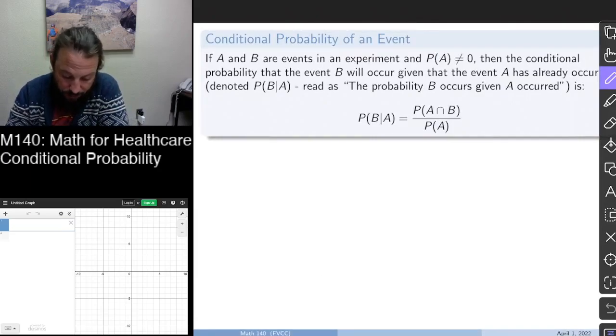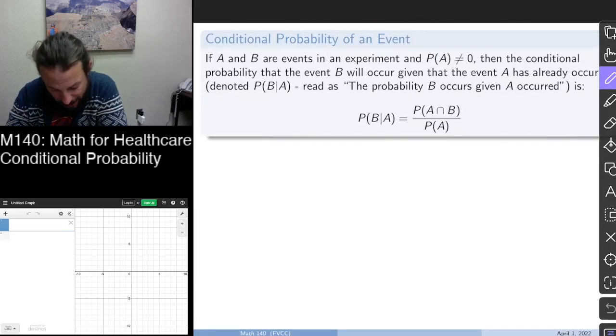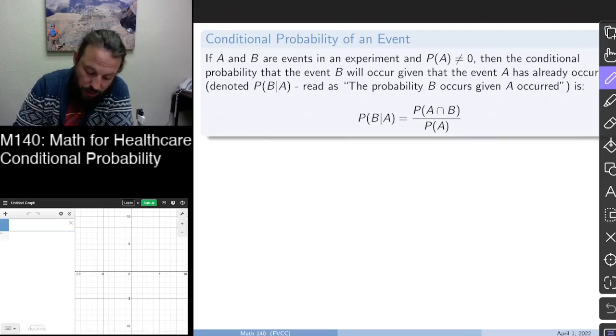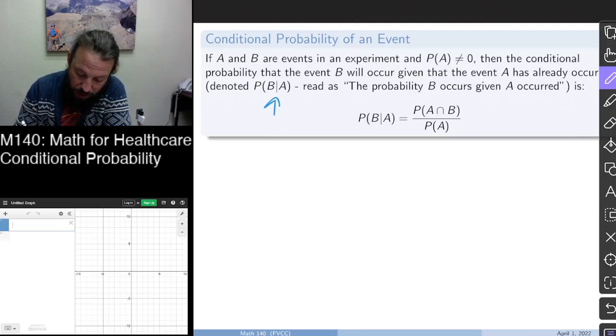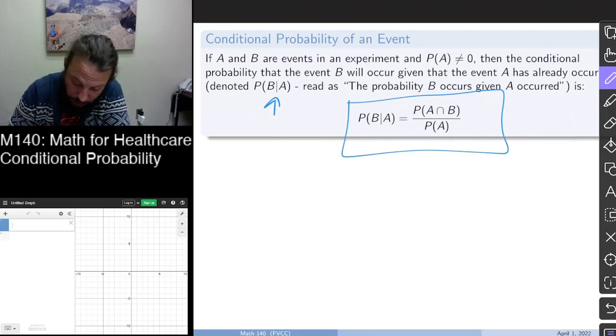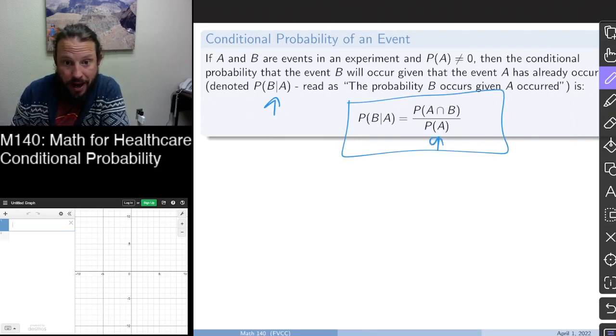If A and B are events in an experiment, and the probability of A is not zero, then the conditional probability that event B will occur given that A has already occurred is denoted the probability of B given A. Here's our formula for that, like we just saw. We know A happened, so the probability of A is our denominator, and the probability of the intersection is our numerator.